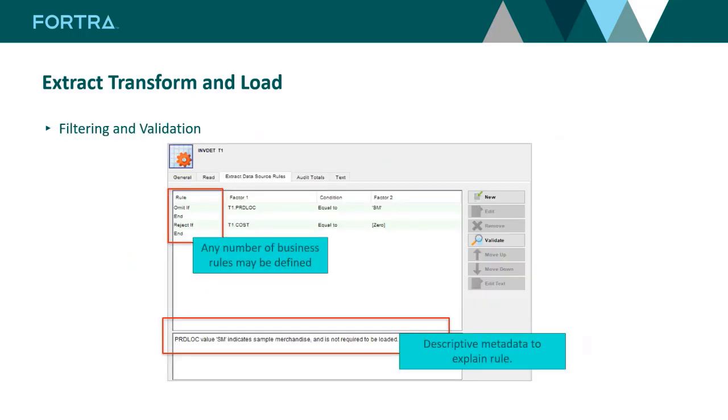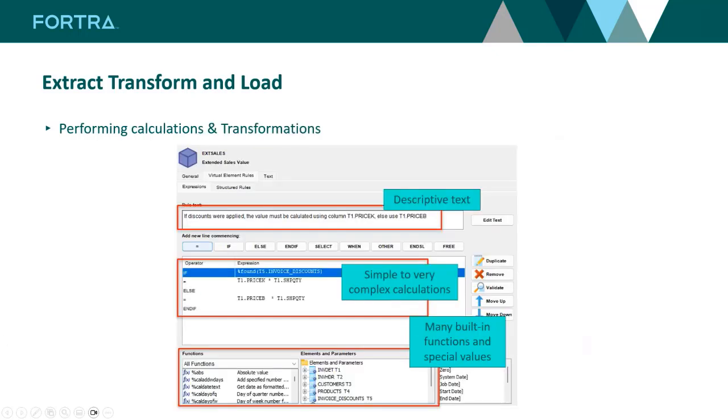We have a rule builder for selecting the data to load and also to perform validation rules. And one of the key attributes is that you can include descriptive metadata to describe the process of any rule. And this is a common theme throughout the software. There is a very powerful expression editor for building rules, allowing complex calculations. Many built-in functions are available, including find functions and much more.